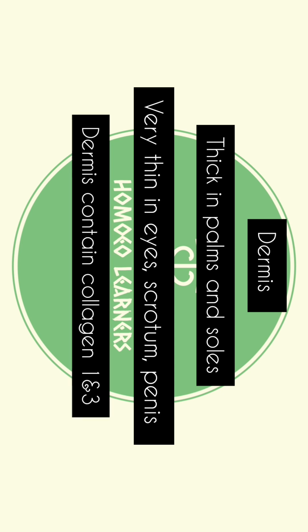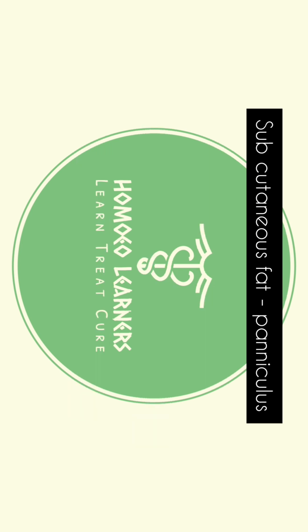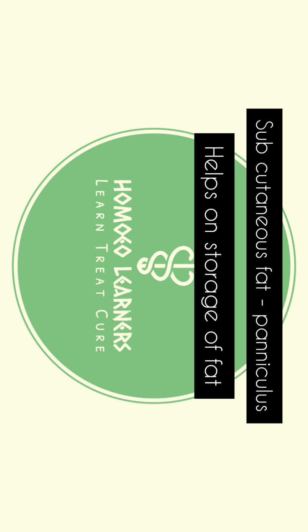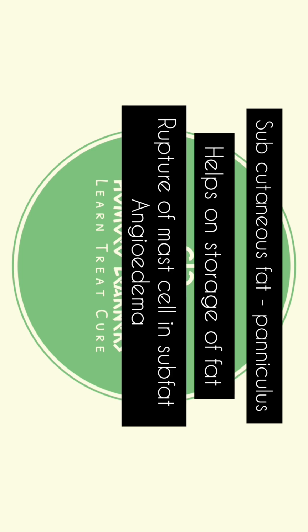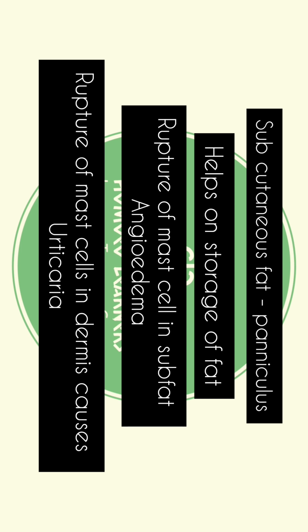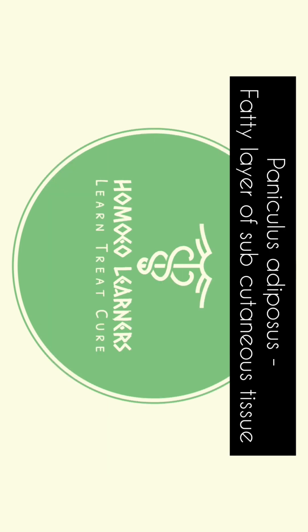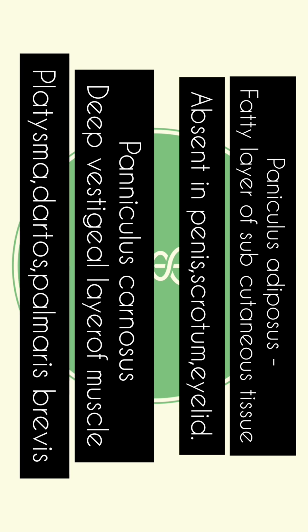Dermis contains collagen types 1 and 3. Subcutaneous fat is also known as panniculus. It helps in the storage of fat. Rupture of mast cells in subcutaneous fat causes angioedema, and rupture of mast cells in the dermis causes urticaria. Panniculus adiposus is the fatty layer of the subcutaneous tissue, which is absent in the penis, scrotum, and eyelid. Panniculus carnosus is the deeper vestigial layer of muscle, which is present as platysma, dartos, and palmaris brevis.